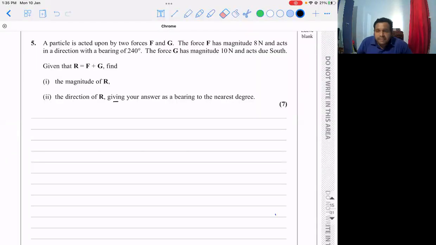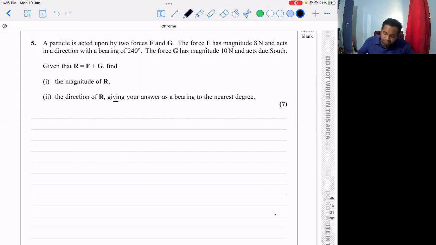Next question is purely about vectors. A particle is acted on by two forces F and G. The force F has a magnitude of 8 Newton and acts in a direction with a bearing of 240 degrees. The force G has a magnitude of 10 Newton and acts due south. Given that R is equal to F plus G, that is the resultant, find the magnitude of R and the direction of R. Give your answer as a bearing to the nearest degree.